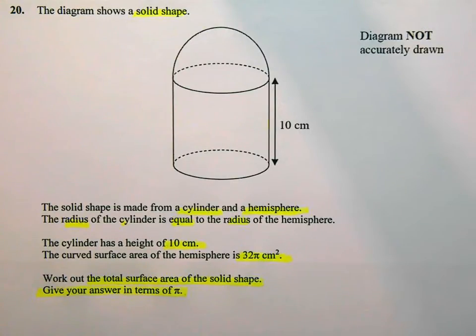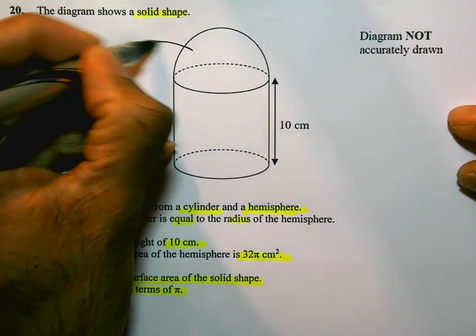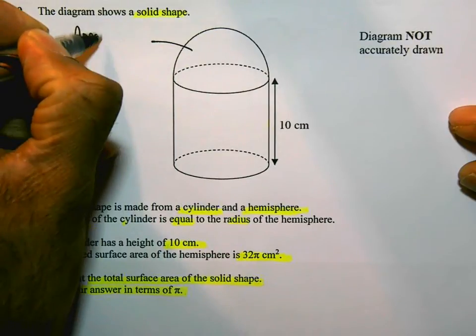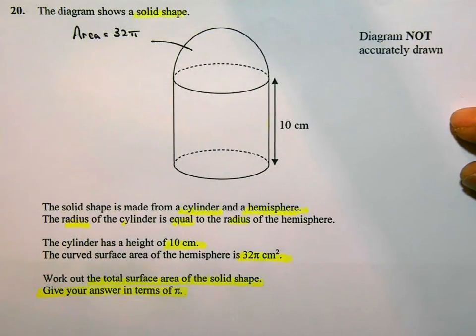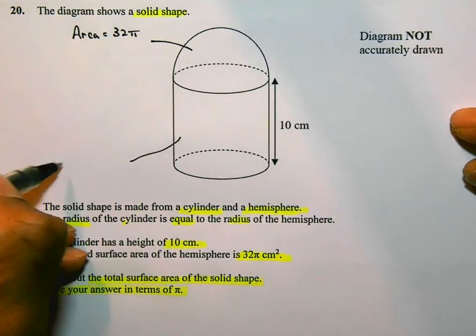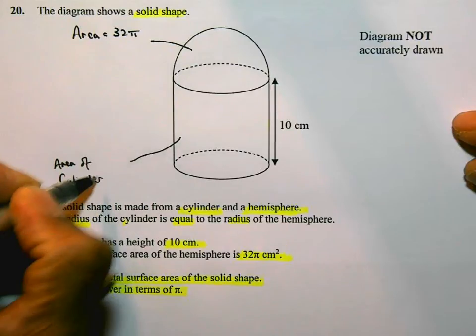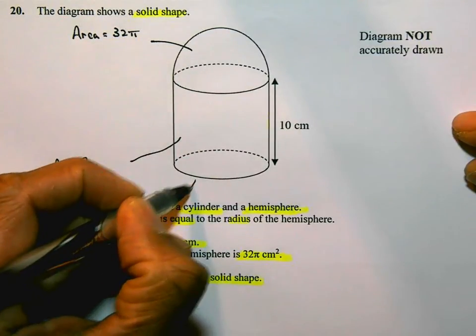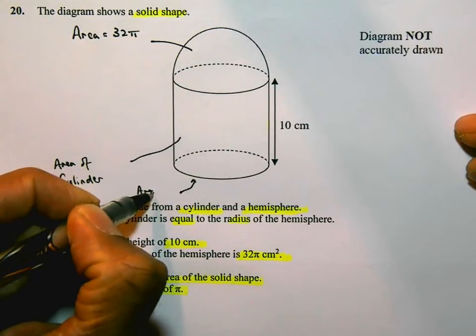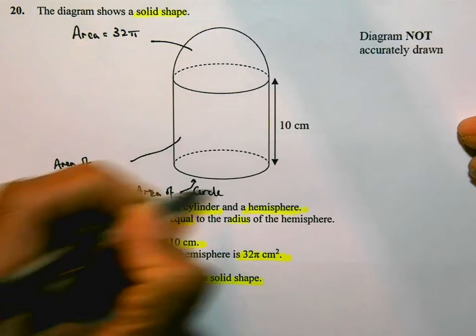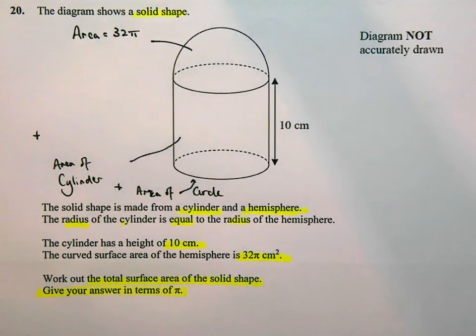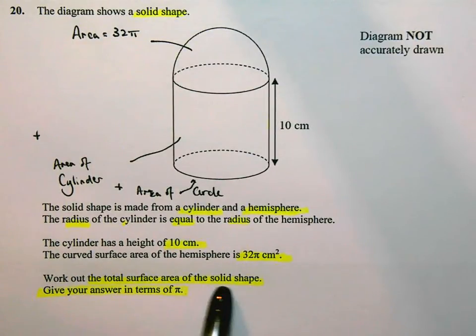Okay, so for people aiming for a top grade, A star, you need to make sure you're able to answer this question. In fact, you can pick up some easy marks on this. One of the first things you need to realize is that the curved surface area of the hemisphere is 32 pi. That means we need to work out the area of the cylinder, and also the area of that circle at the bottom, and add all three of those together. That would give us the total surface area of the solid shape.